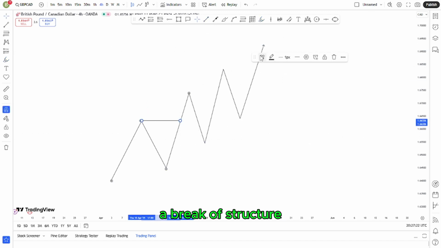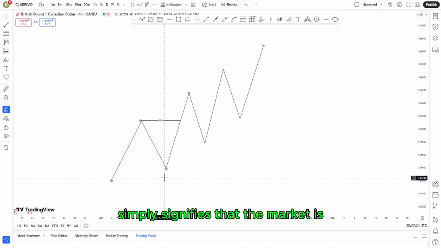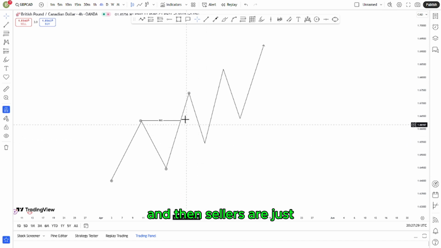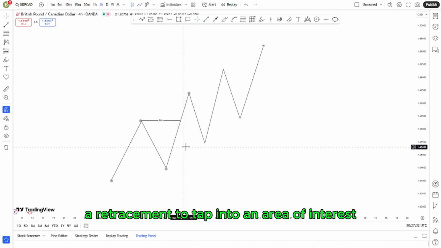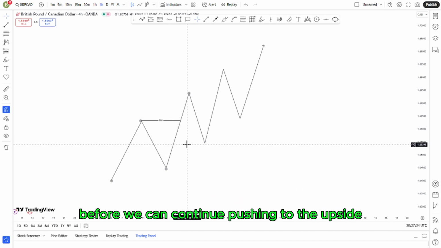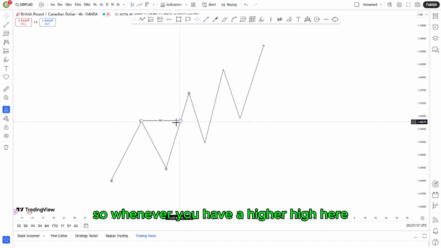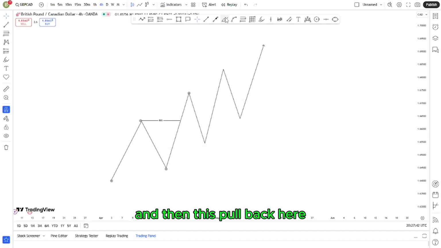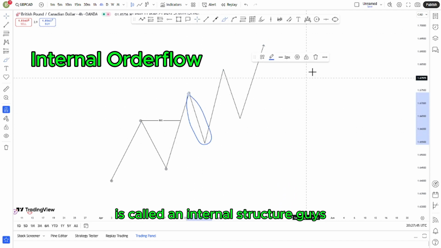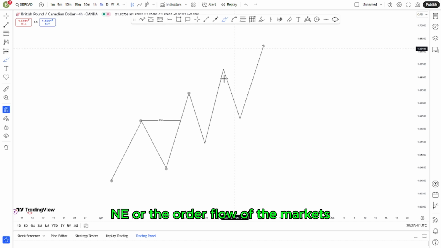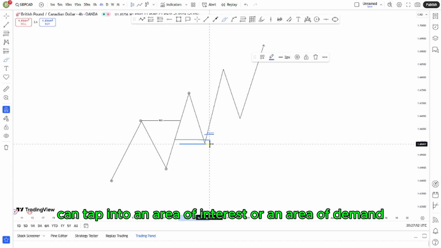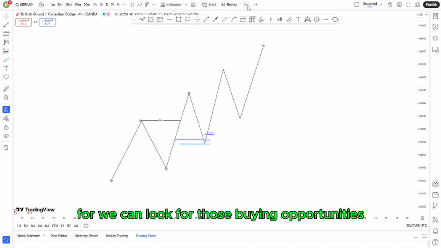A break of structure simply signifies that the market is strongly pushing to the upside, and buyers are in this market. Sellers are just a retracement to tap into an area of interest before we can continue pushing to the upside. So whenever you have a higher high here, you have a break of structure. The market has to pull back, and this pullback here is called an internal structure, or the order flow of the markets, just because we need a realignment here on the lower time frame so that we can tap into an area of interest or an area of demand before we look for those buying opportunities.